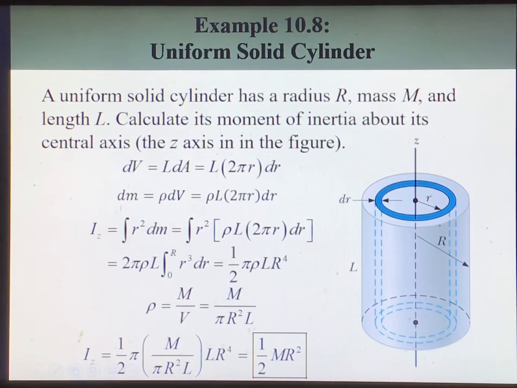So we know that the rho value is just the mass over the volume, and the volume is just pi times the radius squared times L. So if you substitute this rho value into this equation, you obtain an I value of 1/2 M R squared.